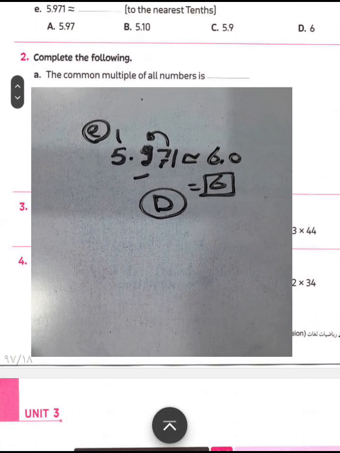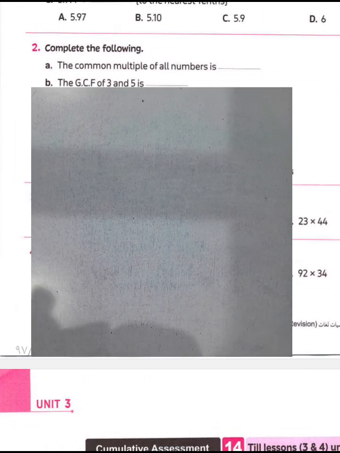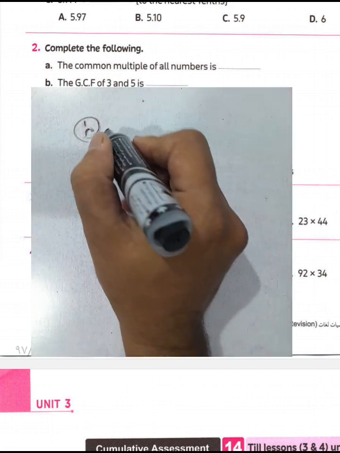Next, question number 2. The common multiple of all numbers is 0, but the common factor of all numbers is 1. Letter B, the greatest common factor of 3 and 5. The greatest common factor between two numbers will be 1 because 3 and 5 are relatively prime numbers. 3 is a prime number and 5 is a prime number, and they can be divided only by 1. The greatest common factor between any two prime numbers is 1. Write 1 for question letter B.